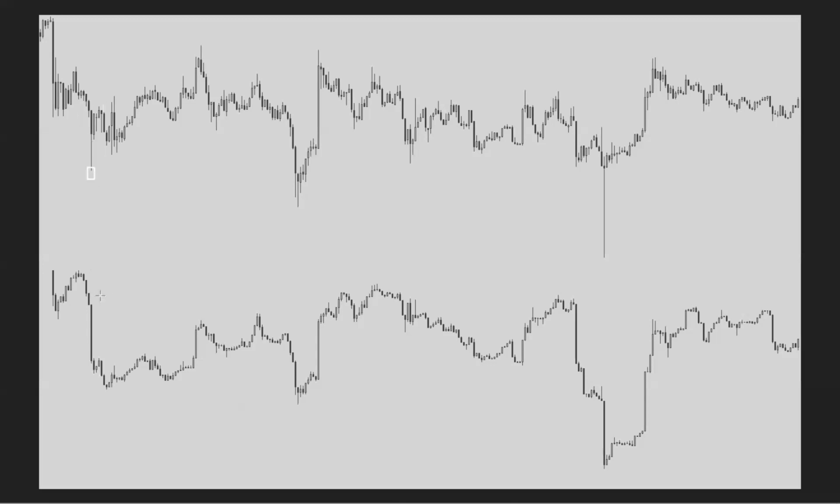Okay, it sells off here. That's the delta for that candle. And then in the next candle, a slight negative delta, and the market closes up.